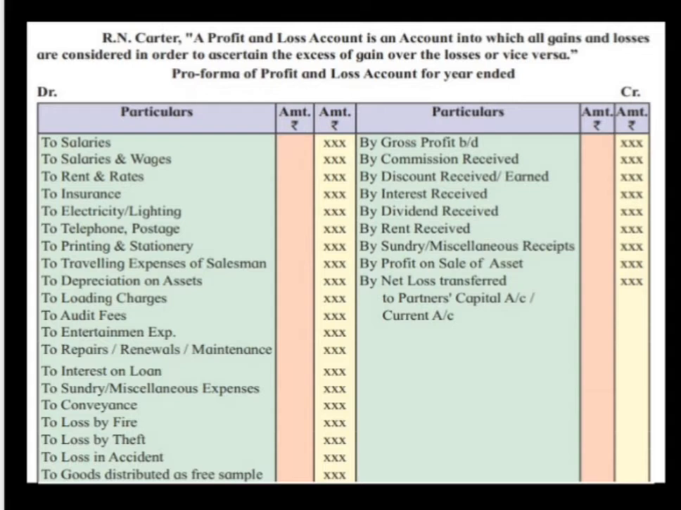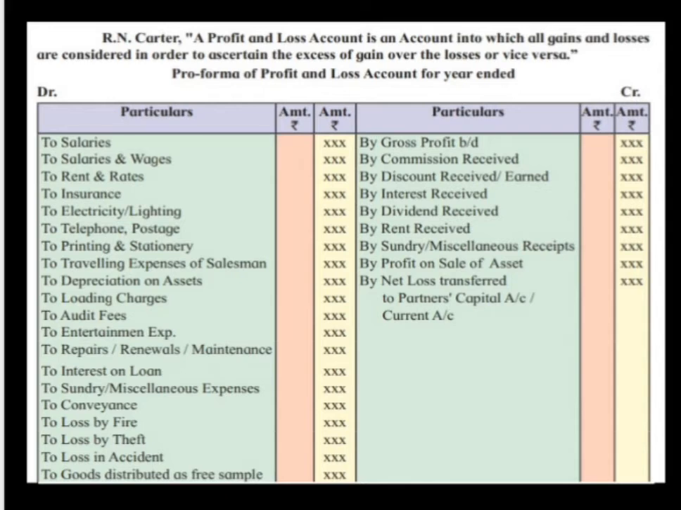See, first is to salaries and wages. Again remember that salaries are given to the office staff. It comes under office and administrative expenses. And we debited wages to the trading account because wages are given to the laborers. This difference we have to remember.